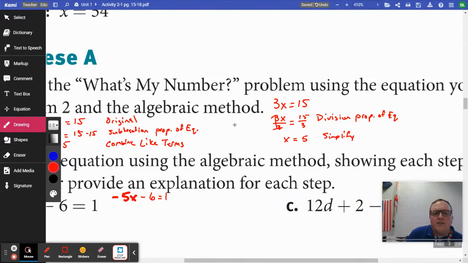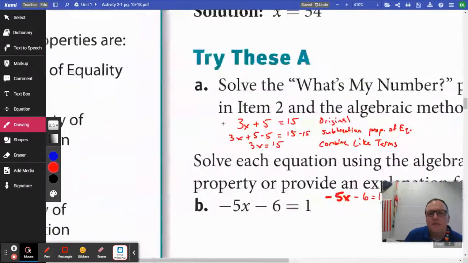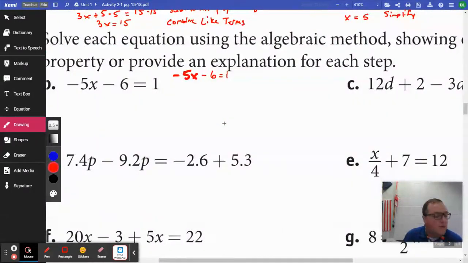Now you're expected to do basically the same thing for the next 6 problems. You're going to need to use a separate sheet of paper. I'm not going to do every one of these; you're going to have to do these on your own. I'll do B and then E.